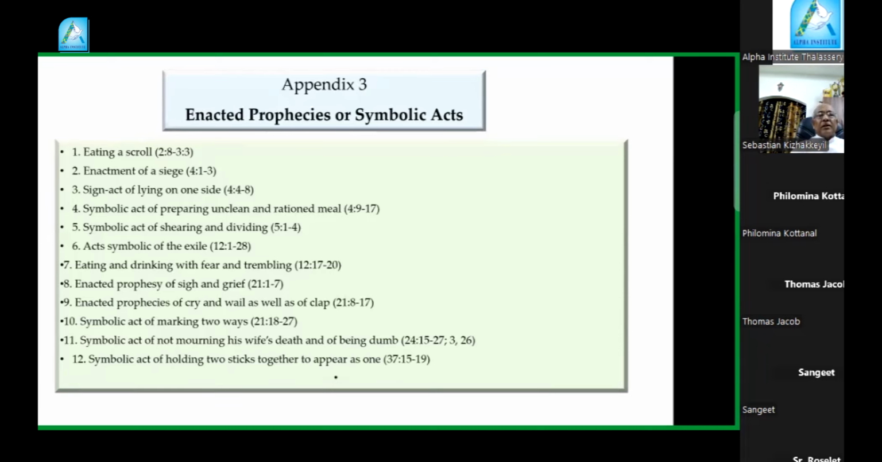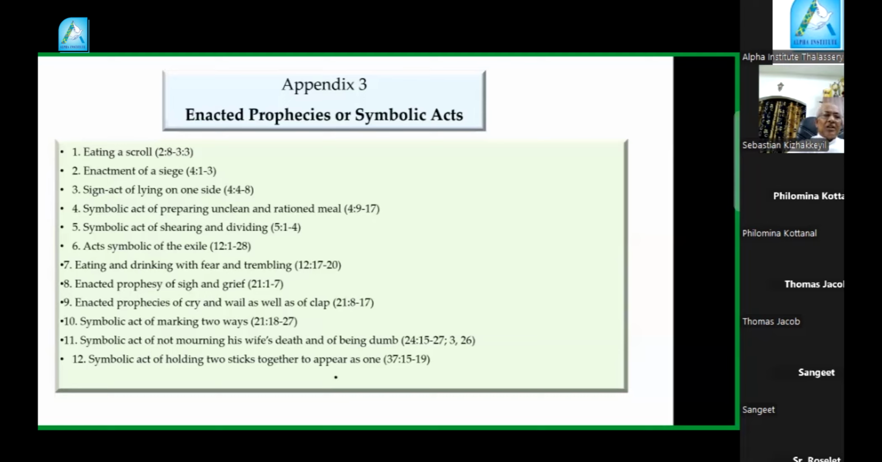For example, if you have already learned Isaiah, in chapter 20 of Isaiah we see Isaiah walked barefoot and naked for 3 years to express a message. That is, Egypt and Ethiopia will be destroyed. He walked around naked and barefoot.